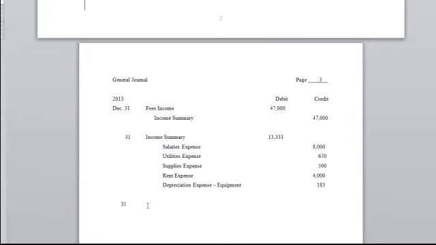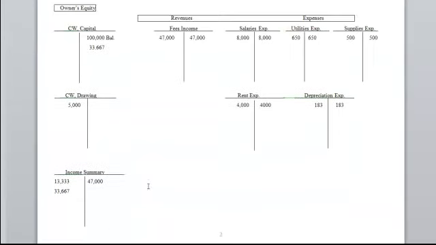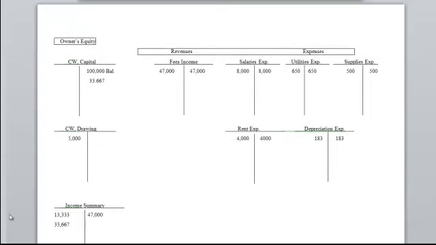I'm going to go down here. I'm going to debit income summary for $33,667, and I'm going to credit Carolyn Wells Capital, $33,667. That's my third closing entry. It closes the income summary account into the capital account, which in effect is really just transferring your revenues and expenses into the capital. So that'll zero out.